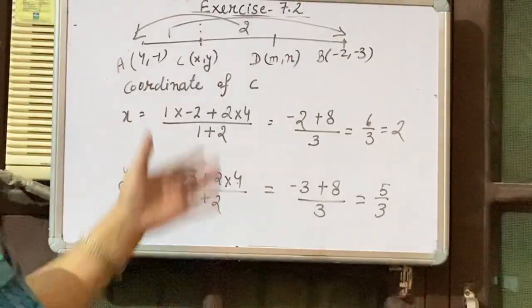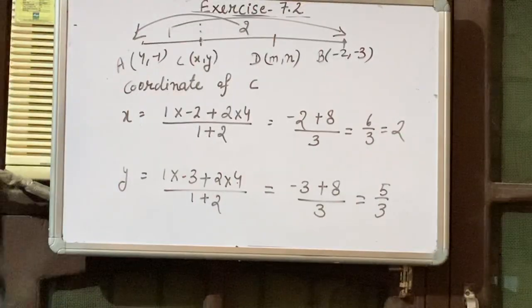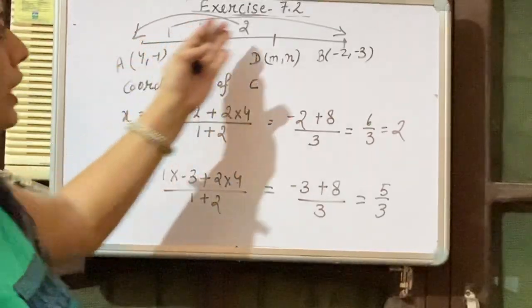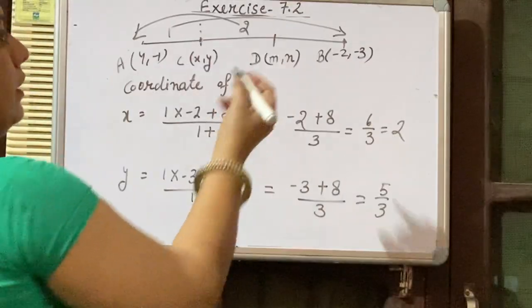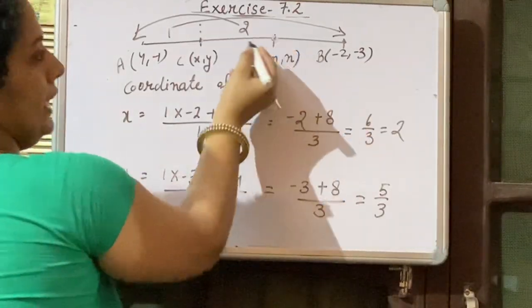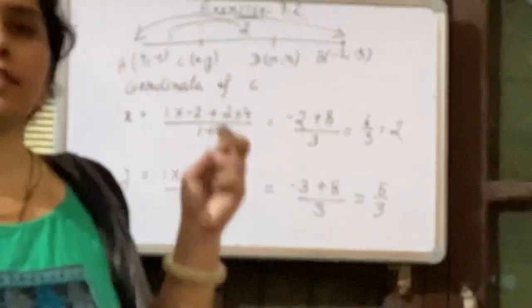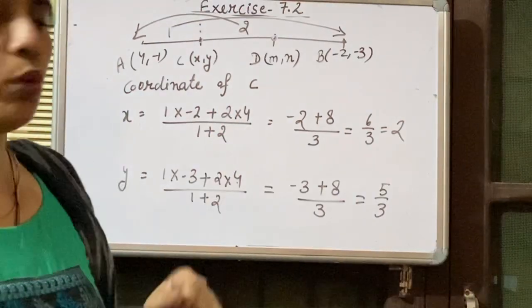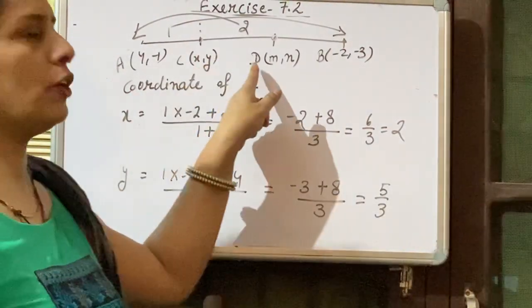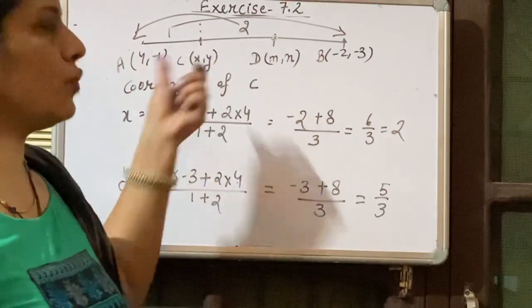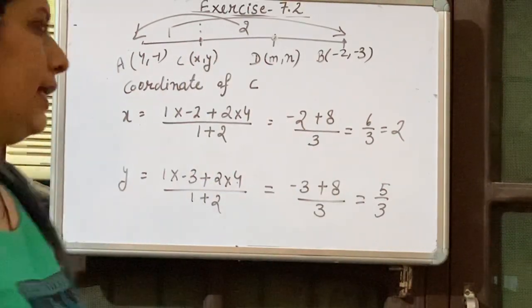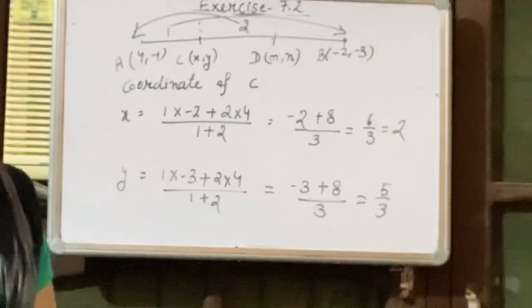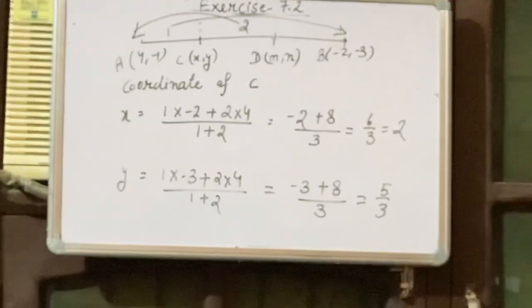Similarly, we can find the coordinate of D. For the D point, here the ratio will be 2:1, because for D on the left hand side there are two parts, and on the right hand side we have just one part. So if we have to find out the coordinate of D, here the ratio will be 2:1. Then we will follow the same section formula. Next we will do the next question.